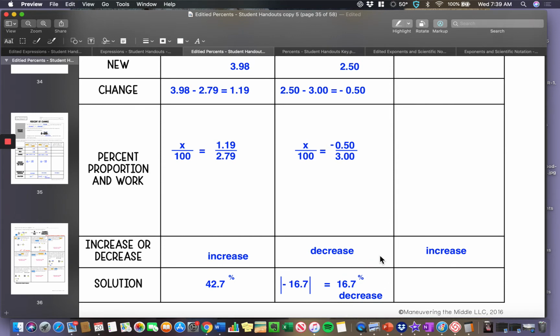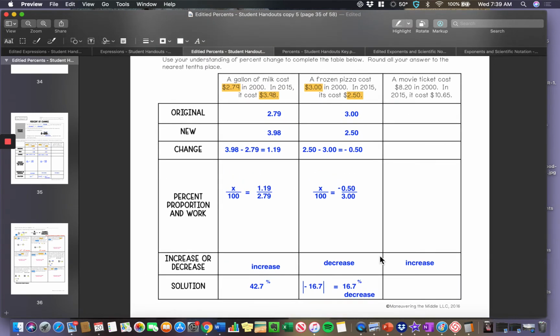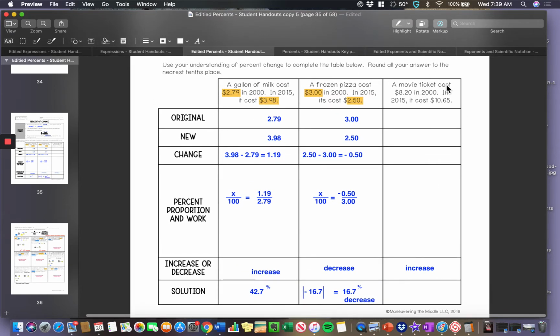Okay? So in the column right here, it says a movie ticket cost $8.20 in the year 2000, and in 2015 it cost $10.65. So I automatically know that it increased because it went from $8.20 to $10.65. Now your job is going to be to fill in the rest of these, right? So you're going to be filling these in on Kami. So I'm just going to write Kami right here.